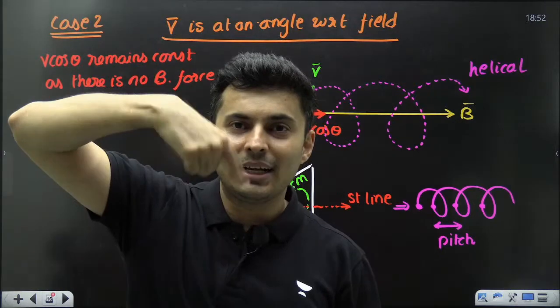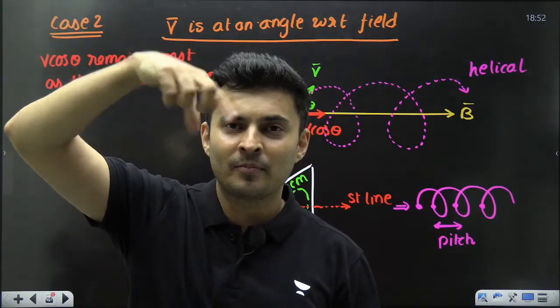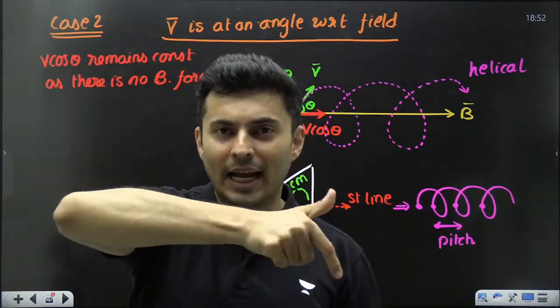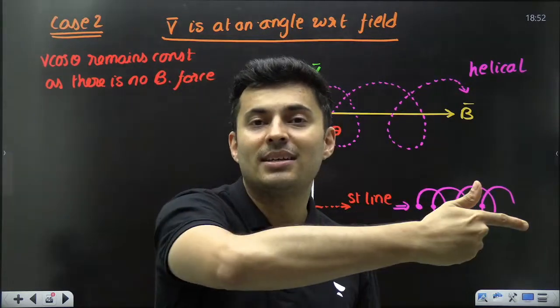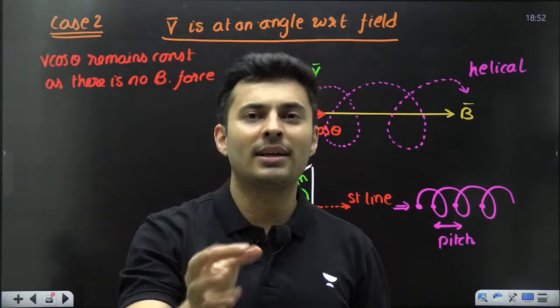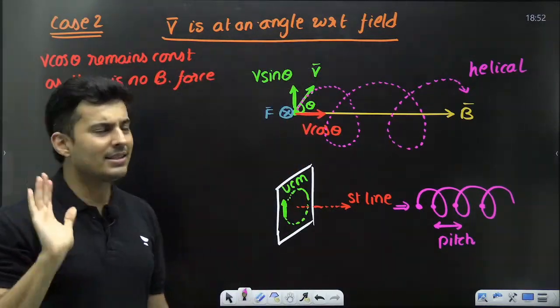What happens when you rotate it once? It goes down or comes up. When you rotate it once, either you tighten it or loosen it. So it goes forward. In one rotation, how much does it go ahead? That is basically called the pitch. It is very simple.